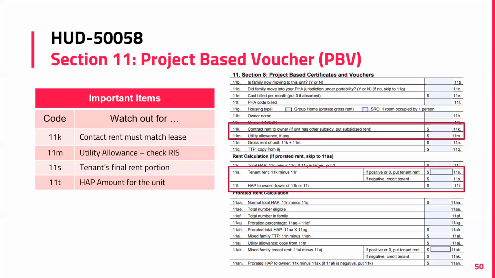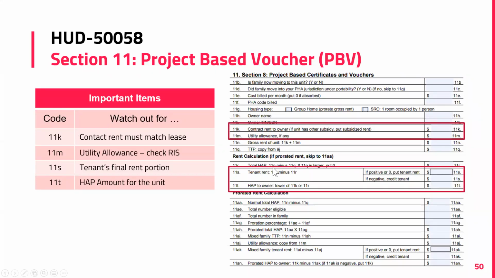All right, next one is Section 11. Section 11 is the project-based voucher. The things that you're going to be watching out for are the 11K, M, S, and T. So the K is the contract rent. So unlike public housing, you're going to have contract rent very similar to project-based Section 8 or the regular HUD property. So this is the rent that needs to match the lease, and it needs to match your RIS. Then you have the utility allowance, make sure that that also matches the RIS.